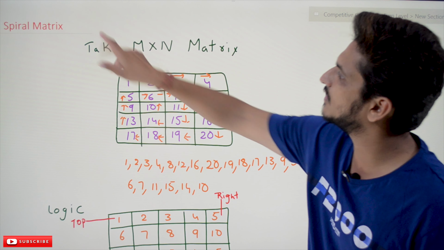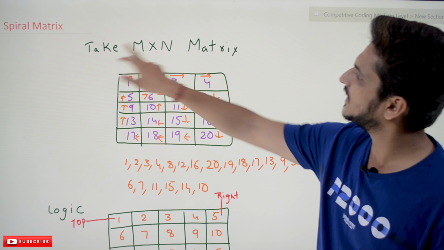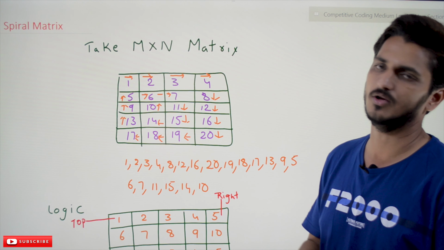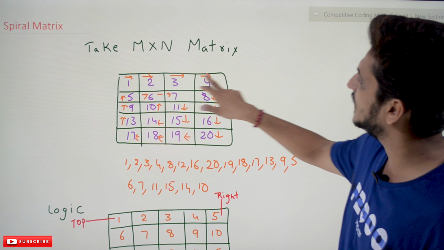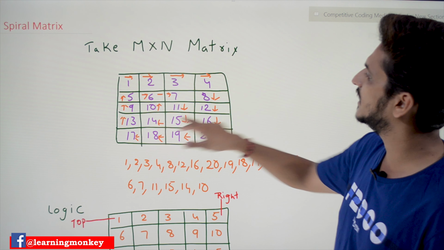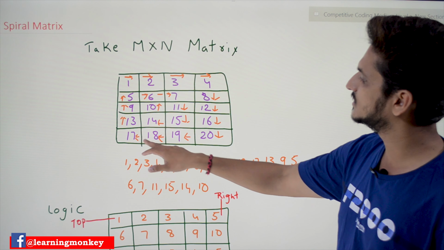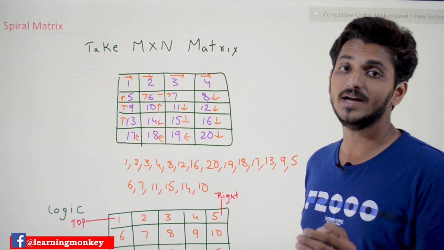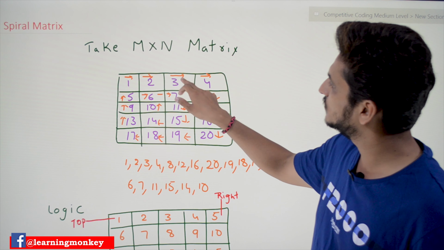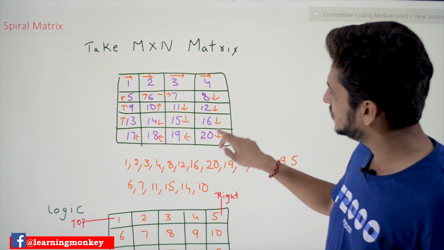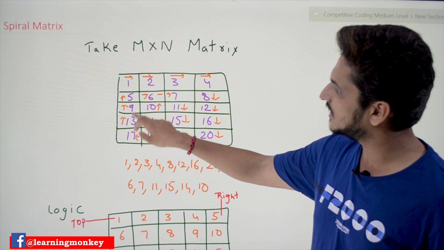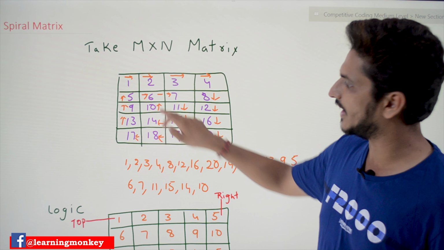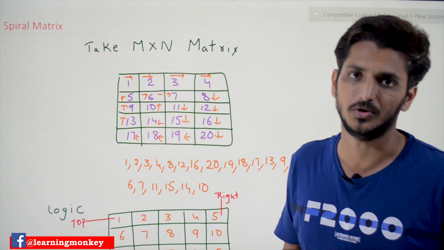Coming to the question, spiral matrix. Take an m by n matrix. M may be of any value, n may be of any value. If the elements are placed like this, 1, 2, 3, 4, 5, 6, 7, 8, 9, 10, 11, 12, 13, 14, 15, 16, 17, 18, 19, 20, spiral matrix means you have to display the elements in this order: 1, 2, 3, 4, 8, 12, 16, 20, 19, 18, 17, 13, 9, 5, 6, 7, 11, 15, 14, 10. This is how you have to display the output.